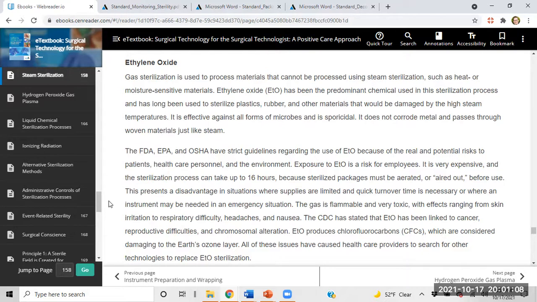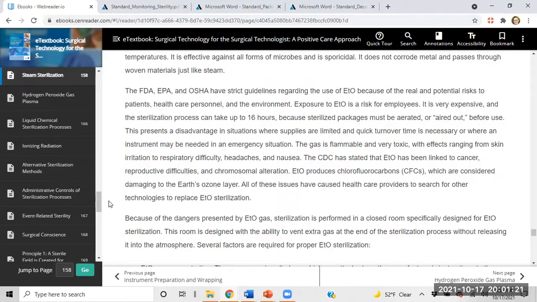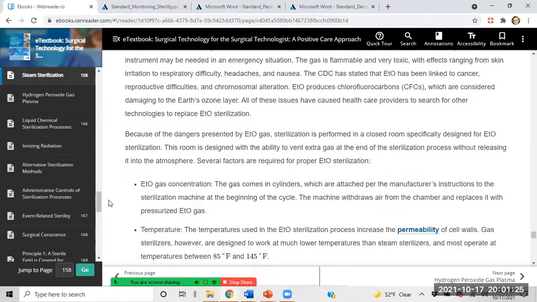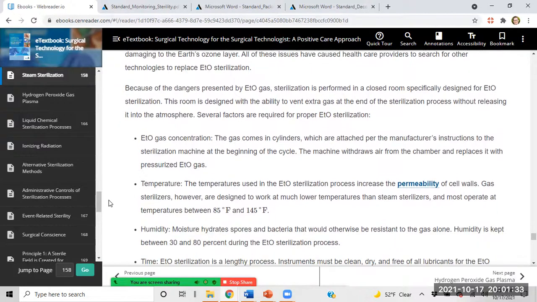One thing about this is that it is a risk to employees to be exposed to it. That's why it's done in that closed room, and you want to make sure that you're not exposing yourself to it. That's why the system is pretty tight on not allowing that.